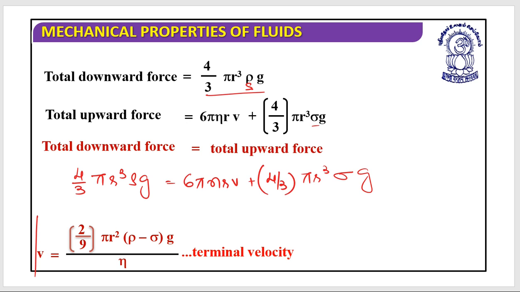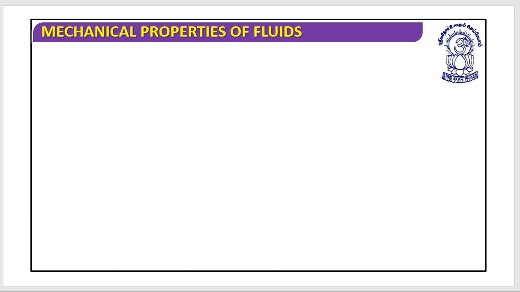If I solve this, what I am having is this much. v is equal to 2 by 9 into pi r square multiplied by density of solid minus density of liquid into g divided by eta. So this relation, this velocity, is what we call the terminal velocity of an object. It is v equals 2 by 9 pi r square into density of solid minus density of liquid divided by eta into g.